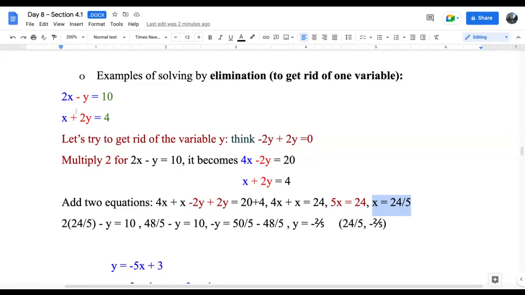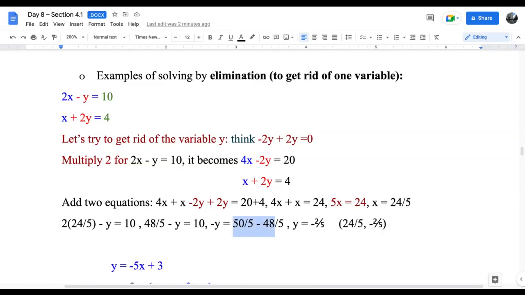Then we substitute into any of these equations. Let's substitute into the first equation. So we have 2 times 24 over 5 minus y equals 10. 2 times 24 over 5 becomes 48 over 5. Then we move 48 over 5 to the other side. It becomes a negative. With fractions, we want to change 10 to be a fraction. So 10 becomes 50 divided by 5. 50 divided by 5 indeed is 10, right?